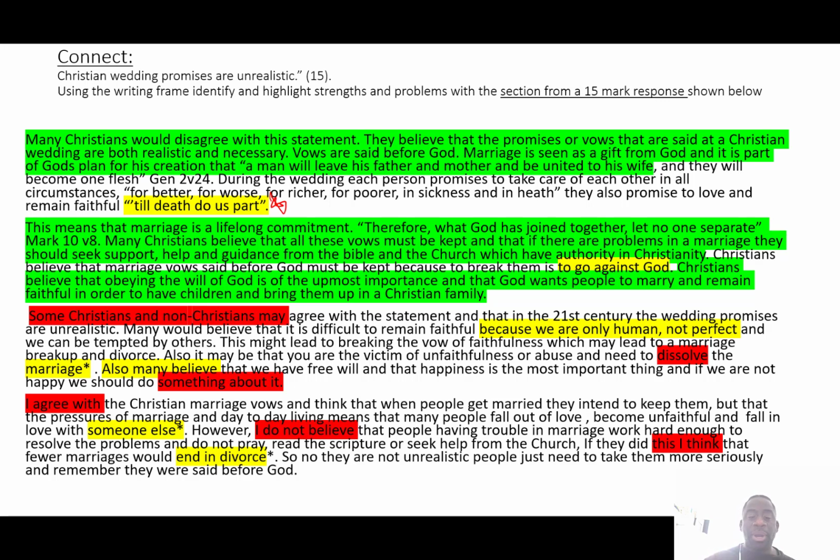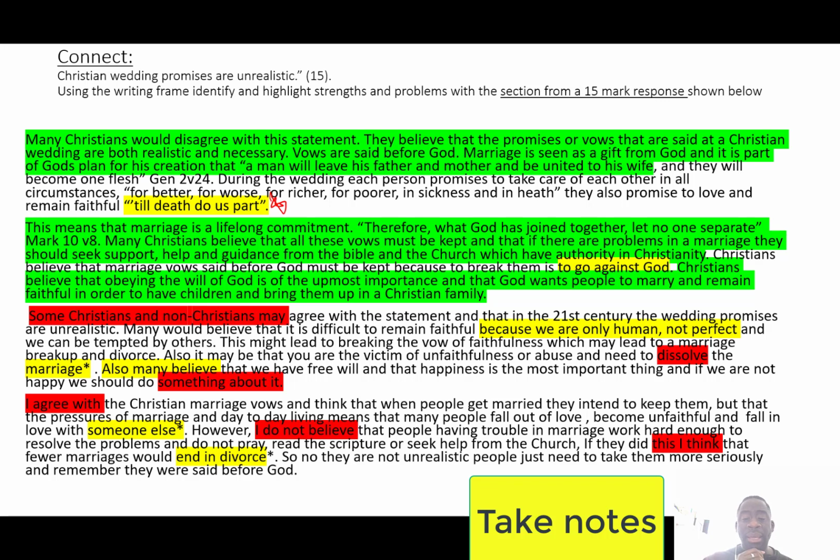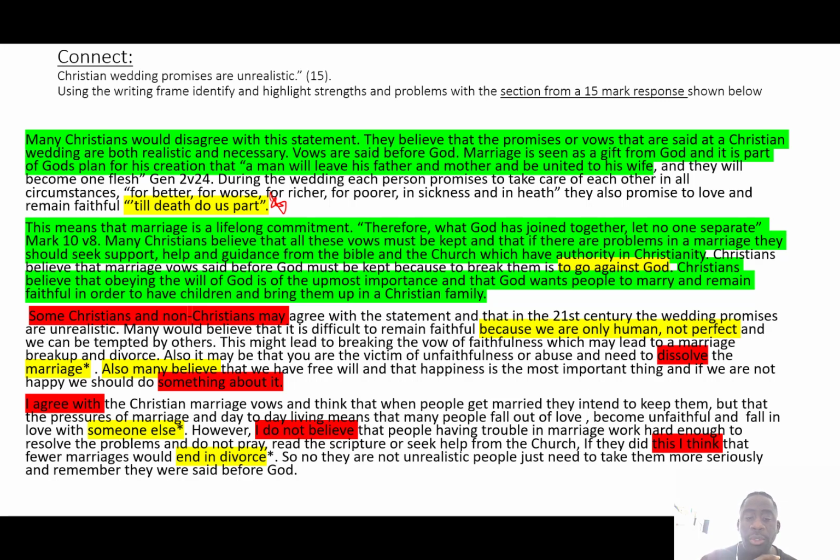Again, when you look at it, this might lead to the breaking of faithfulness. Sorry, I misread the line above. That might lead to a marriage breakup and divorce. Also, it may be that you are the victim of unfaithfulness and you need to dissolve, absolve the marriage. This is because Jesus gives the condition that unfaithfulness is the only condition you're allowed to absolve a marriage, and therefore they can do this because it is sanctioned and they're given authority to do it by Jesus.